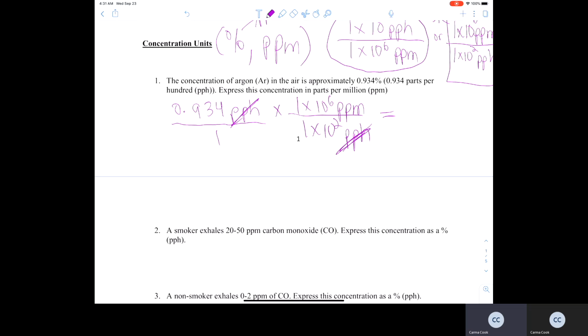So you multiply 0.934 times 1 times 10 to the 6. You get that result. And then you divide because the first denominator is just a 1. So 1 times that number, of course, is still that number. So you take that product and just simply divide it by 1 times 10 to the second, and you get 9.34 times 10 to the third parts per million.